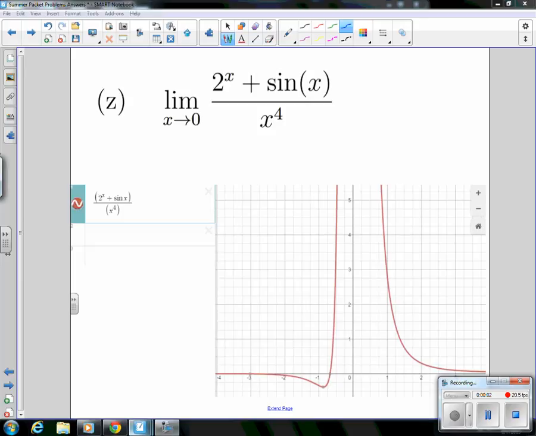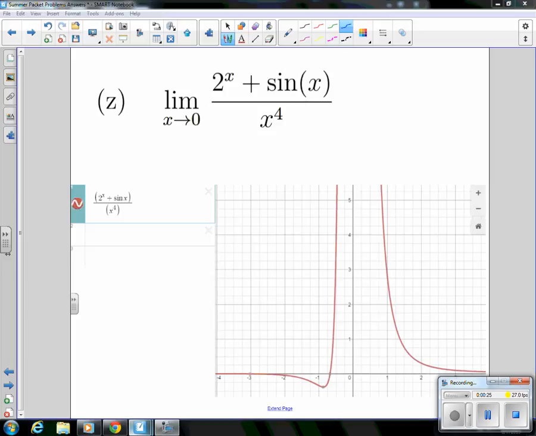So here we are at problem 3z, the limit as x approaches 0 of this particular expression. Just looking at this expression, it looks incredibly intimidating. You have 2 raised to the x, you've got trig, you've got x to the 4th on the bottom, and there's just a lot of things going on here.